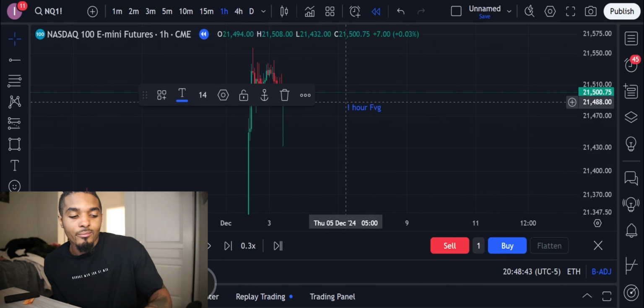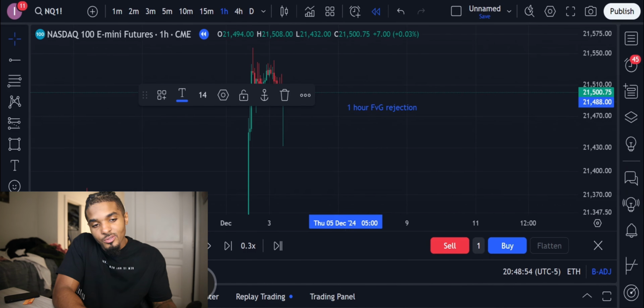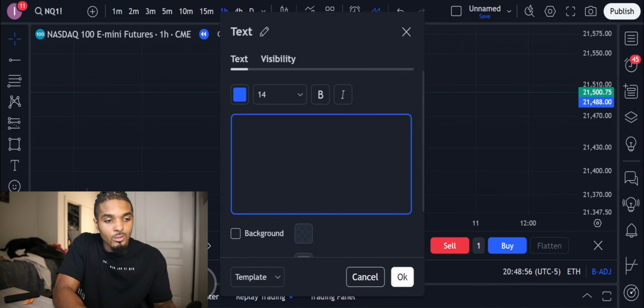So 1 hour fair value gap rejection, or if it respects, or whatever you want to say, it respects a 1 hour fair value gap. And then that's the first confluence. The second confluence, 15 minute / 5 minute. If you could get both, even higher of a confluence, but 15 minute / 5 minute inverse. And then, yeah, you want it to be along with your daily bias. Daily bias.